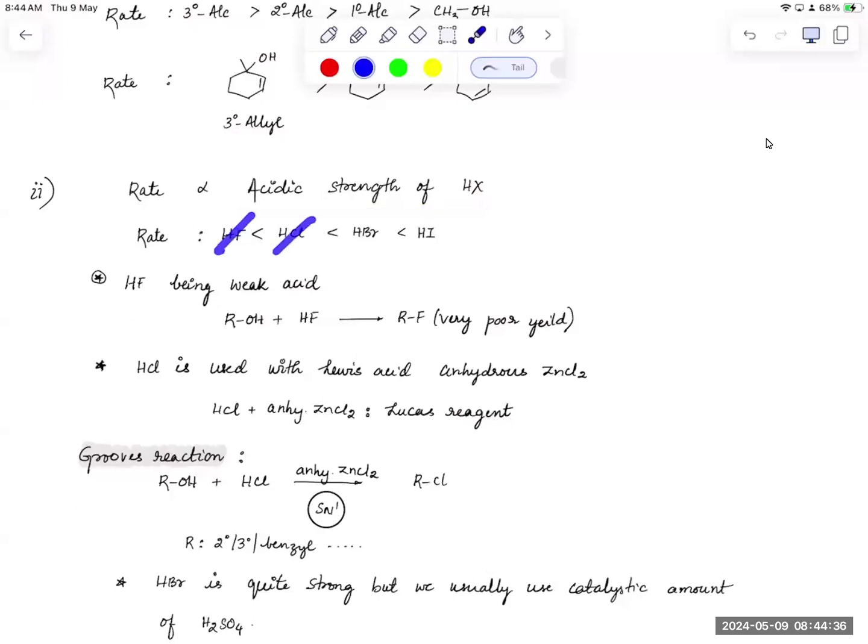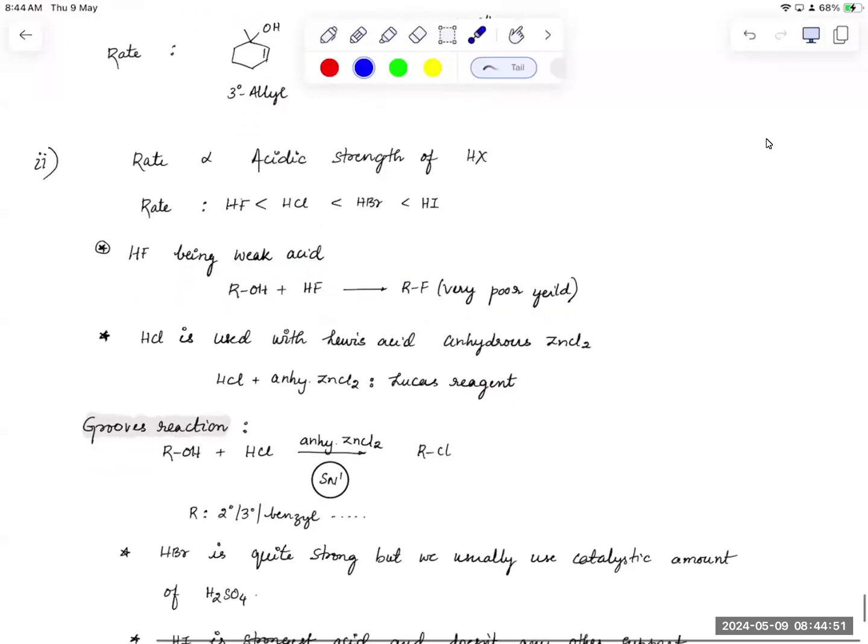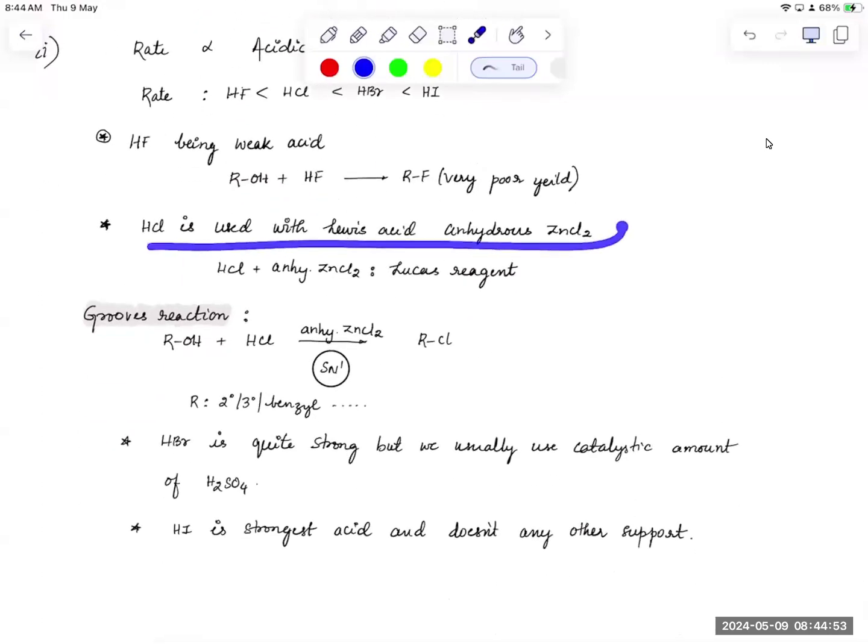Like if you have HF, HCl, HBr and HI, the HI bond breaks more easily compared to HBr, compared to HCl, compared to HF. And HF being a weak acid, this yield is very, very poor. HCl is used with the Lewis acid anhydrous zinc chloride.